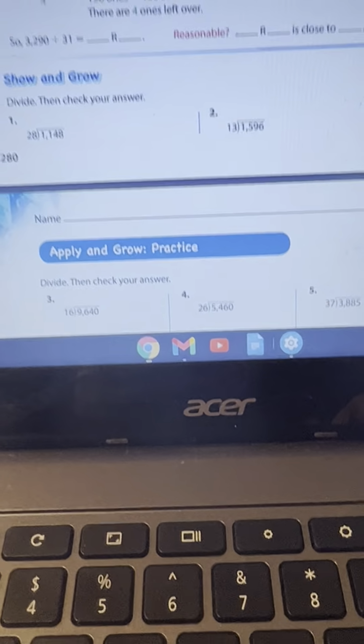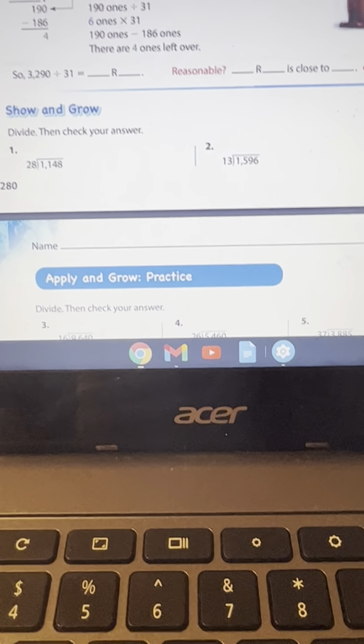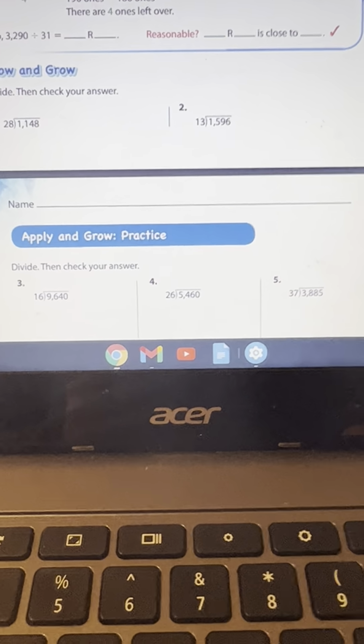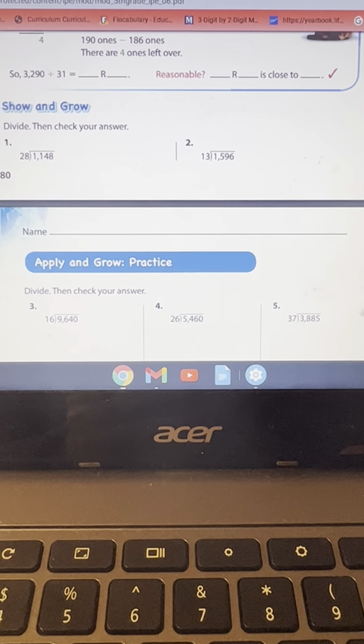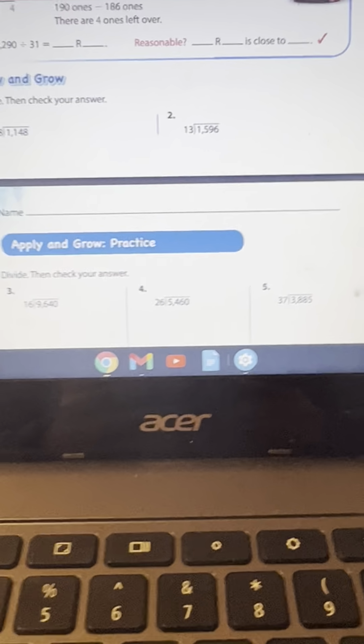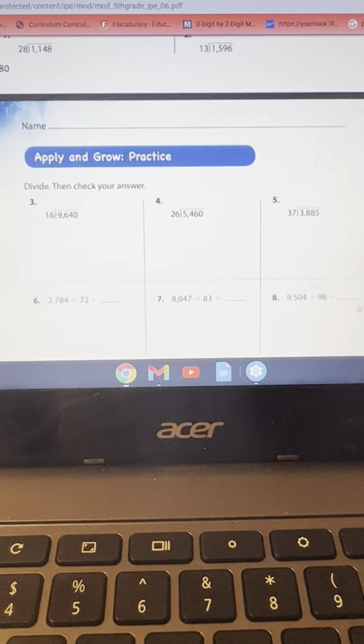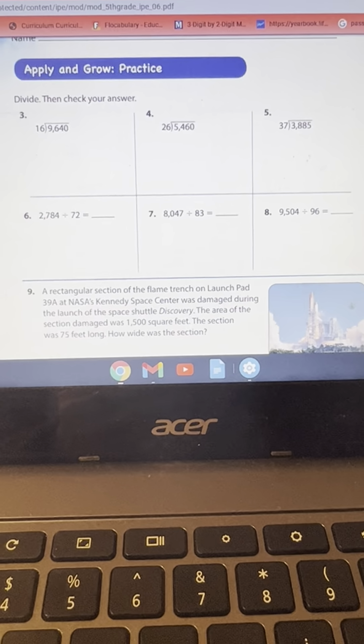Okay, I don't have the book at home, so this is like the online book. So 1 and 2 we did together. You are going to be able to do 3, 4, and 5 by yourselves. Same thing, 6, 7, and 8 you should do by yourselves.